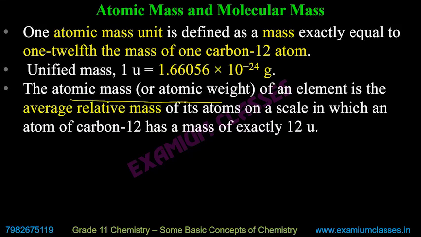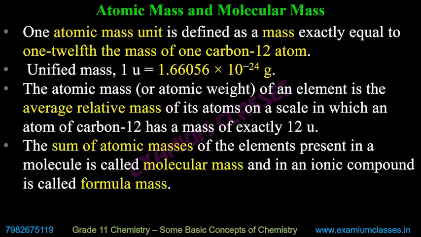So the atomic mass or atomic weight of an element is the average relative mass. Why do we call it average mass? Because there are isotopes of them. So average means we need to consider all the isotopes also.